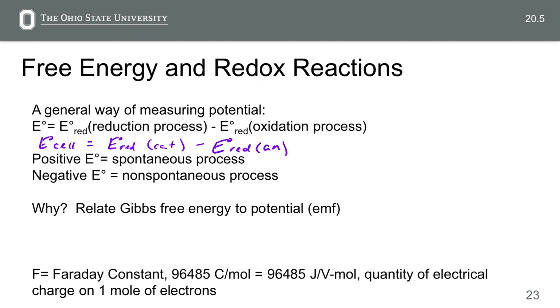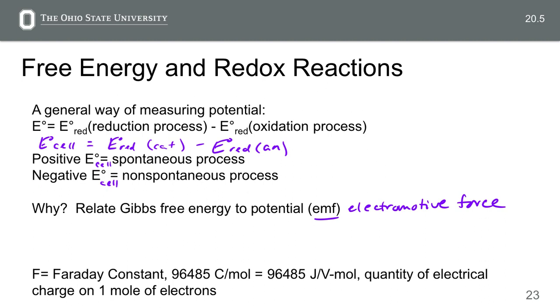So if we have a positive cell potential, we get a spontaneous process, and a negative cell potential, we have a non-spontaneous process. And the reason is the way we relate this to cell potential, or EMF, which is electromotive force. I think we used this phrase last time. Your book tends to use it more than I do.